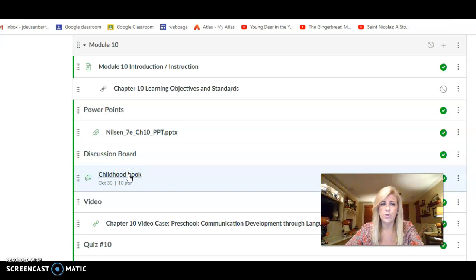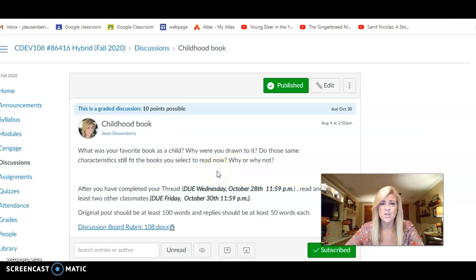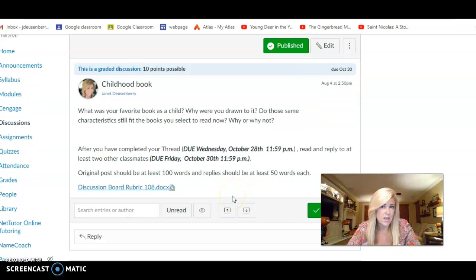The childhood book discussion is worth 10 points. So basically, what I want you to do, since we're studying literacy, is what was your favorite book as a child? Can you remember your favorite book? I want you to indicate why you were drawn to this book. Do you remember why? What in this book drew you to it? And do the same characteristics still fit the books that you select and read today? Why or why not? So you're going to think back to when you were a child and what kind of stood out to you. What books did you like? What series or what books? And go back as far as you can remember, obviously.